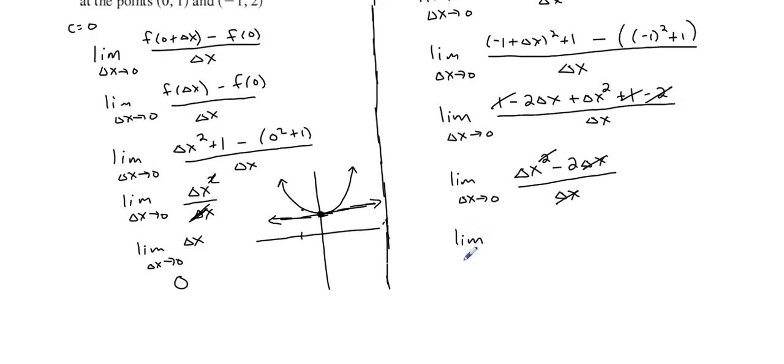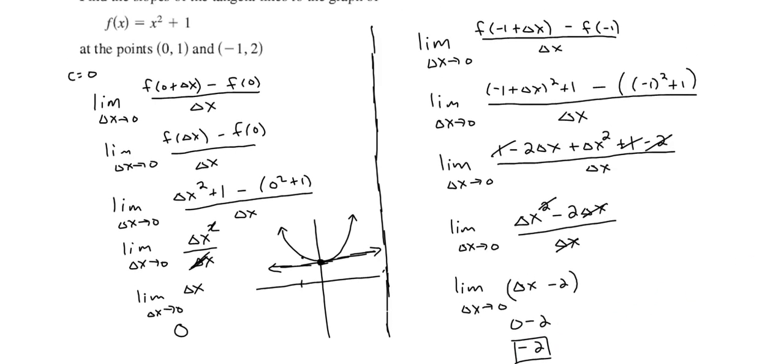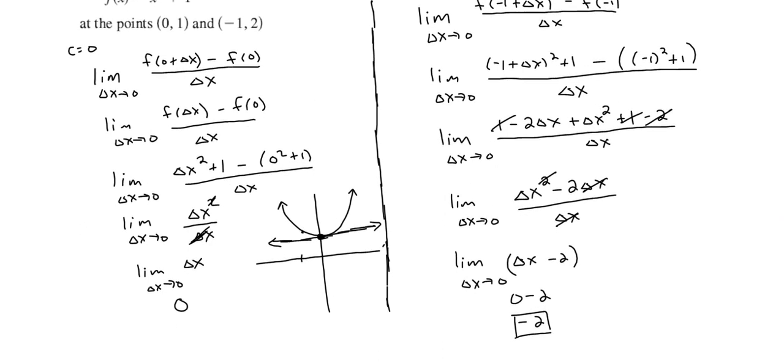Limit as delta x goes to 0. We have a delta x left and a minus 2, using parentheses because there's 2 terms left. Can we directly substitute 0 now for delta x? You bet. 0 minus 2 gives us negative 2. Did we get a negative answer like we thought we would? You bet. Okay, that's good.